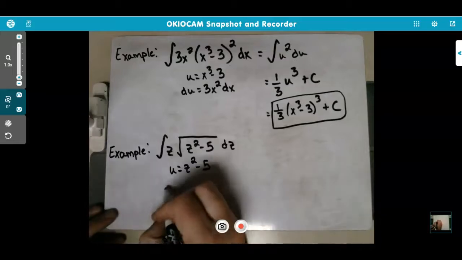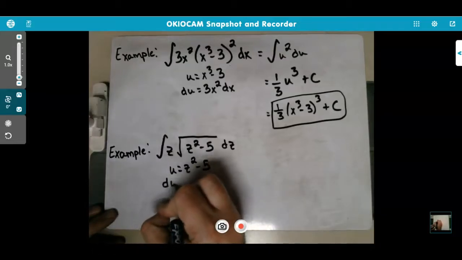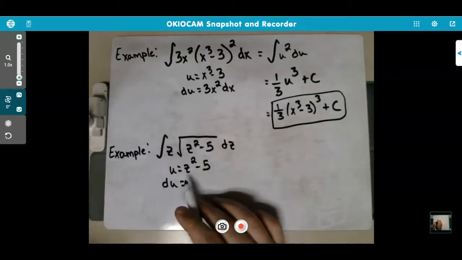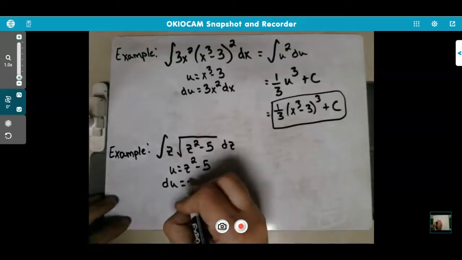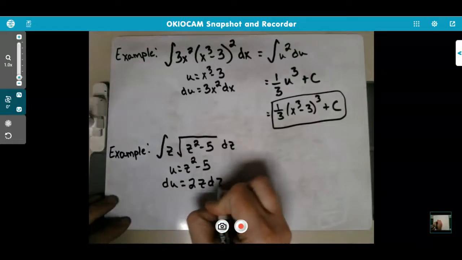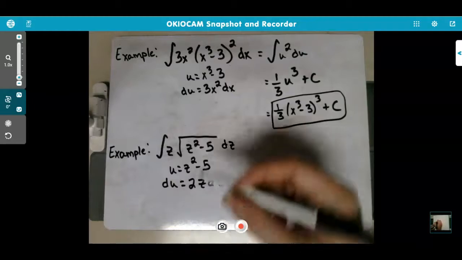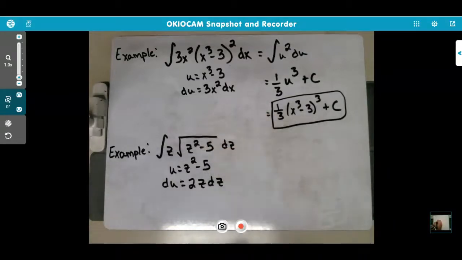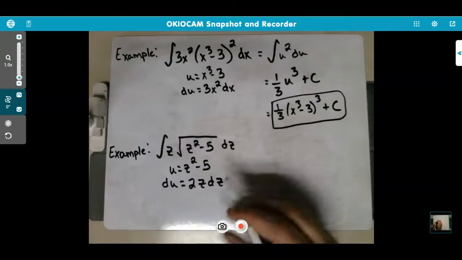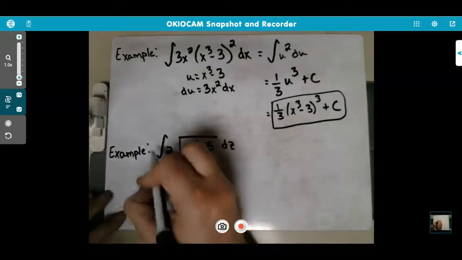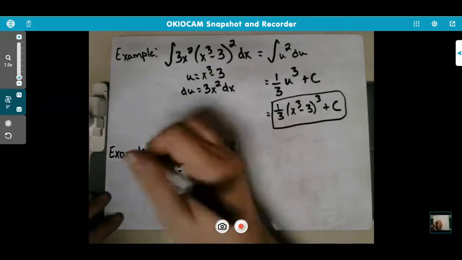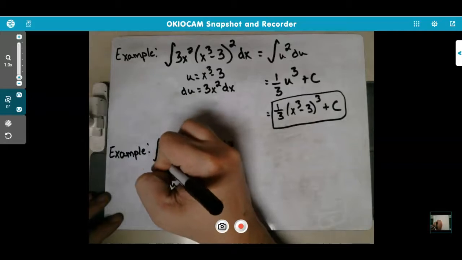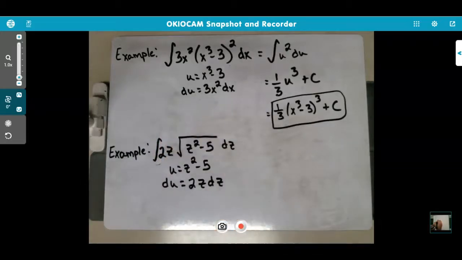Well, I would need a du, so I'm going to take the derivative. The derivative of z squared minus 5, bring down my 2, gives me 2z dz. Now, what I have is a z, but I need 2z. So this isn't quite right yet, but I can make it work out. So I need 2z. So what happens if I put a 2 right here? Let me move my sigma sign. Let's put a 2 right here. 2z. That's great. That's fine.